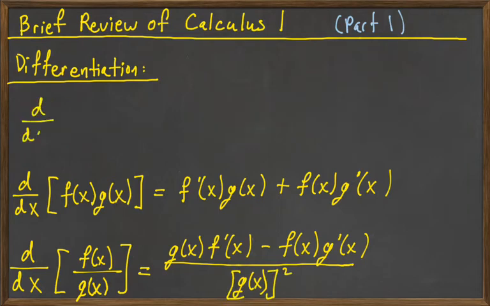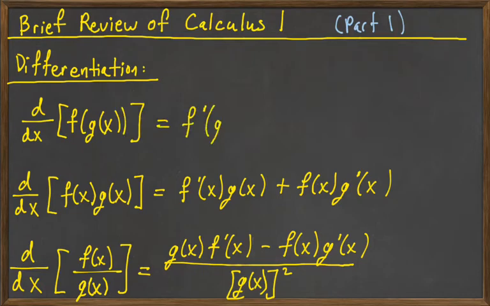And then finally we have the chain rule, which is f composed with g of x. Derivative of that is going to be f prime composed with g of x times g prime of x.